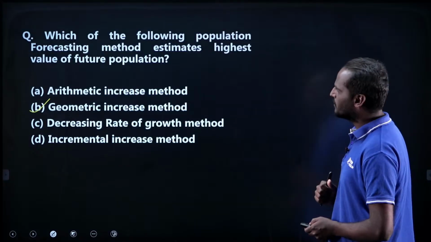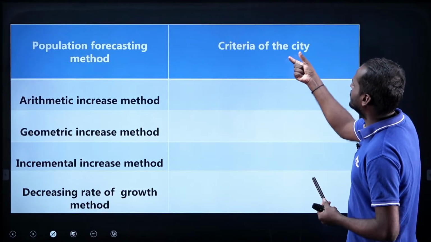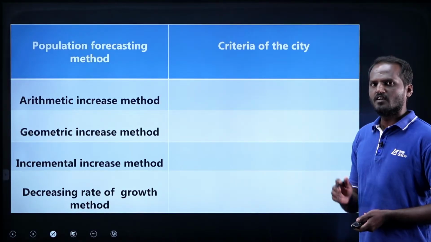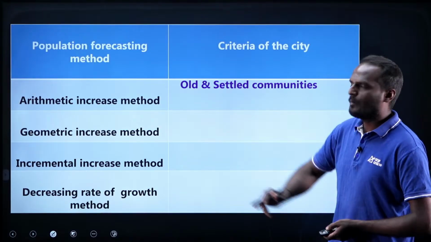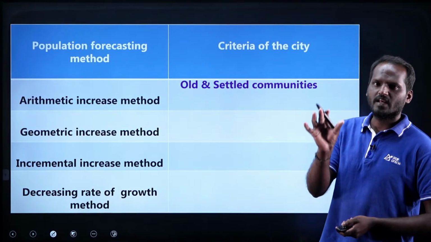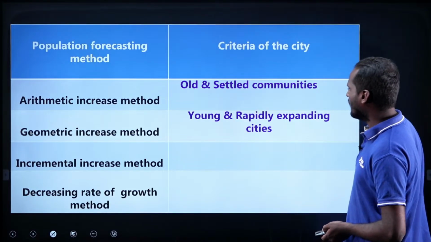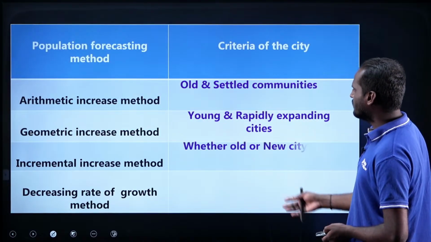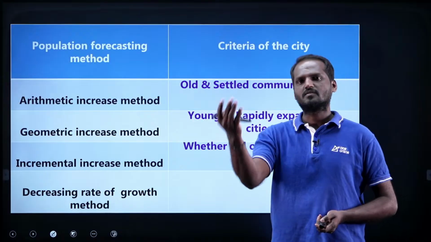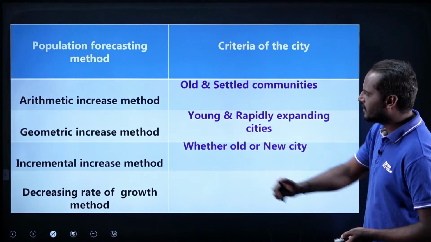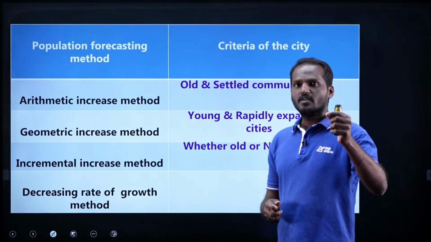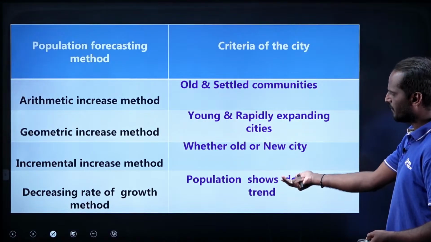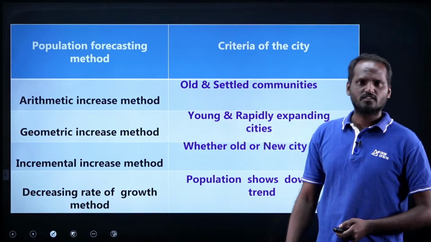Okay, if you look at these various methods of population forecasting and their criteria, you can easily recall this from your memory, right? See, you apply the arithmetic increase method for old and settled communities. The geometric increase method is applied for young and rapidly emerging cities, right? Young and rapidly expanding cities. The incremental increase method is applied whether the city is old or new; you can adopt this method of population forecasting. The decreasing rate of growth method is applied whenever the population shows a downward trend. Quickly you are able to recap this information about various population forecasting methods, right?